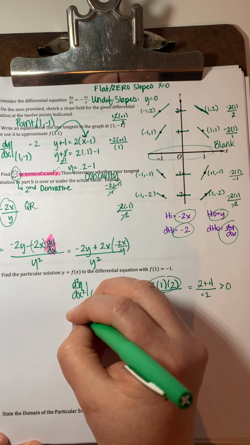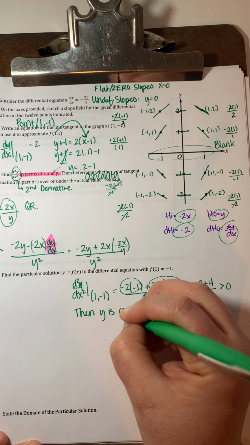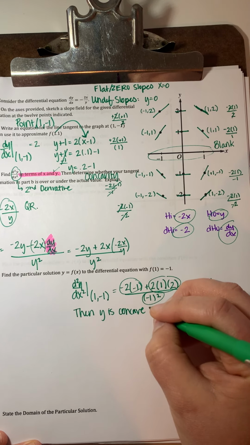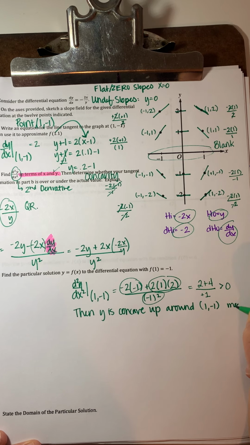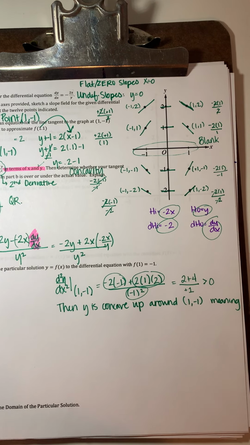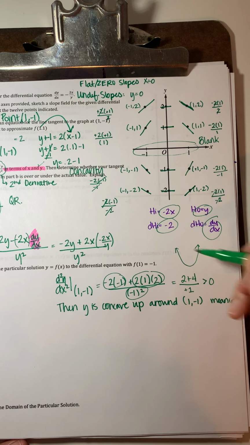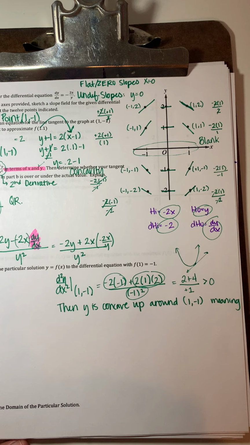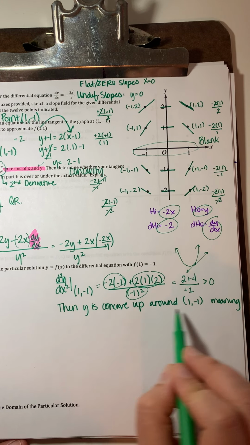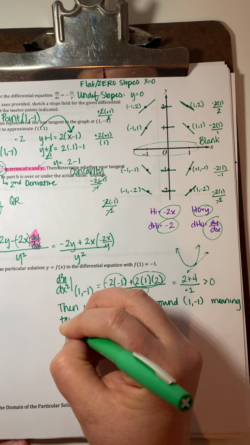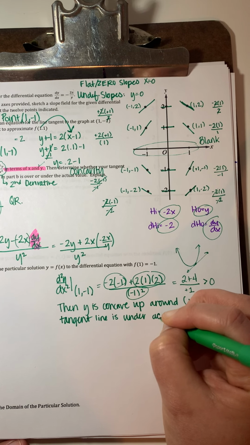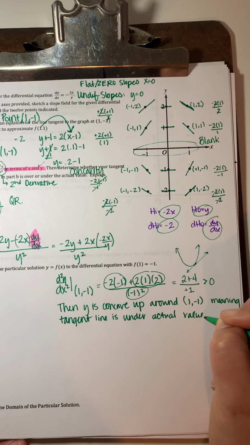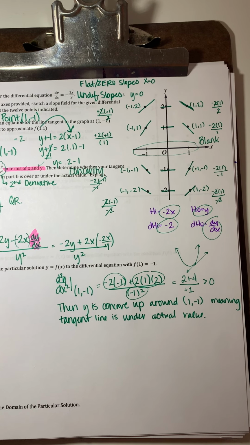Then y has to be concave up or down. Well, if it was greater than 0, it's concave up around 1, negative 1. Meaning, okay, now let's draw our little picture here. So if it's concave up, where is my tangent line going to fall? If I draw it on, my tangent line is going to fall under. So y is concave up around 1, negative 1, meaning the tangent line is an underestimate. Meaning that it's under the actual value. Okay. All right, let's go to part D.